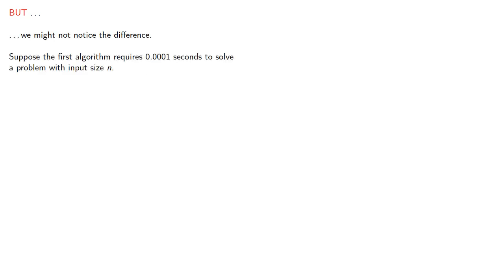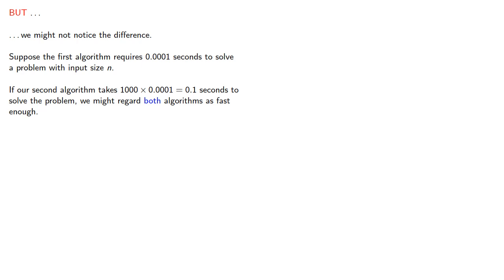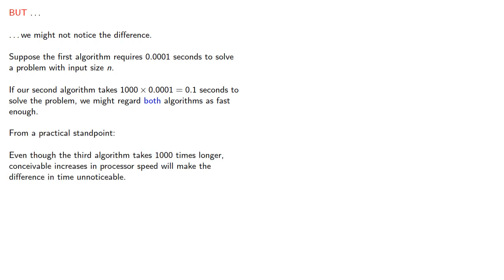While we might view this as the third algorithm being much slower, we might not notice the difference. Suppose the first algorithm requires 1/10,000th of a second to solve a problem with input size n. If our second algorithm takes 1000 times as long, that's only 1/10 of a second, and in that case we might regard both algorithms as fast enough. In other words, from a practical standpoint, even though the third algorithm takes 1000 times longer, conceivable increases in processor speed will make the difference in time unnoticeable.